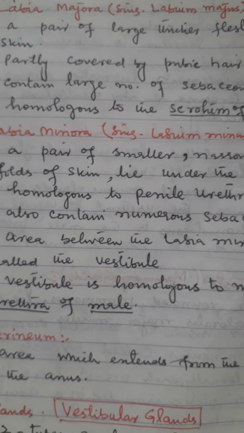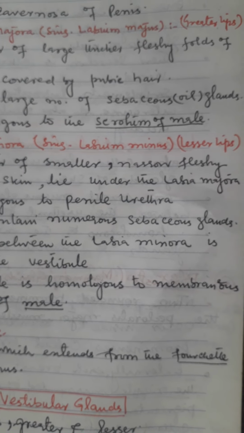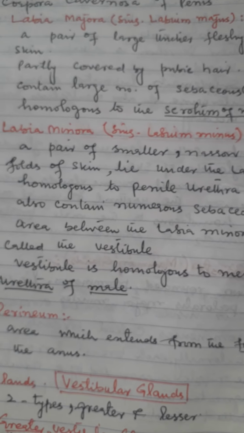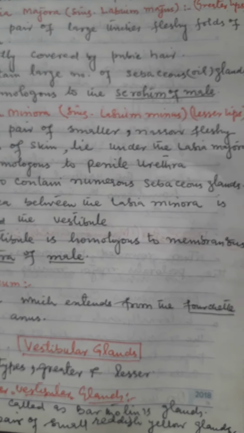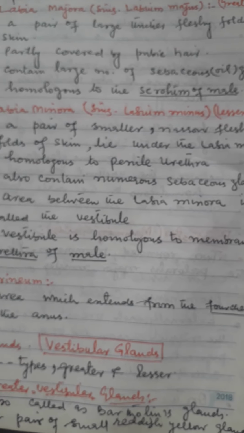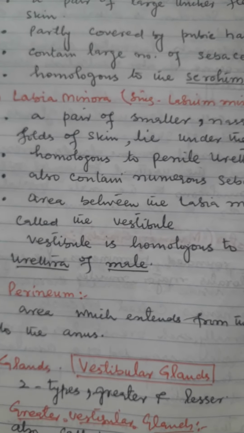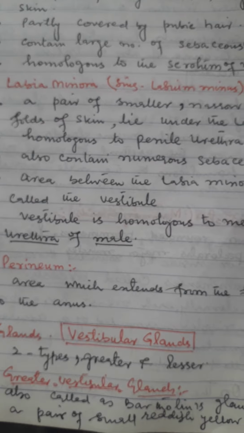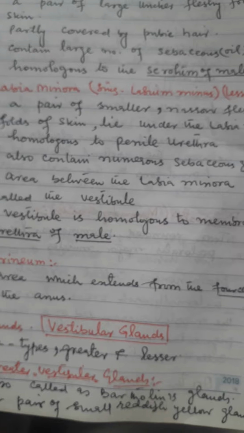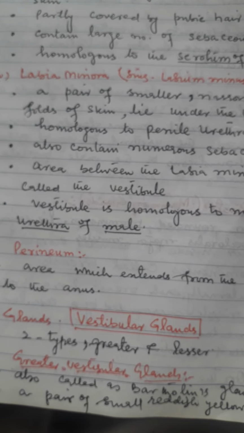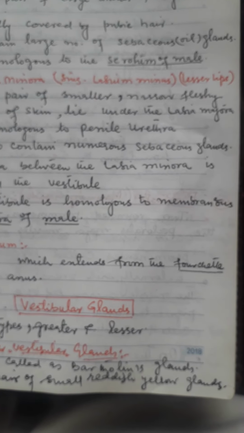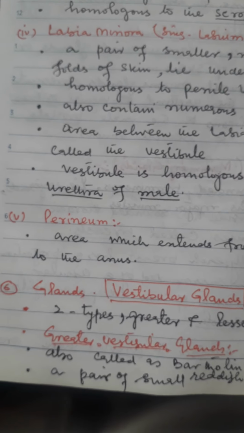Now labia minora or singular labium minus or lesser lips. These are a pair of smaller, narrow, fleshy folds of skin which lie under the labia majora. Labia minora are homologous to penile urethra. They also contain numerous sebaceous glands. The area between the labia minora is called the vestibule. Vestibule is homologous to membranous urethra of male.